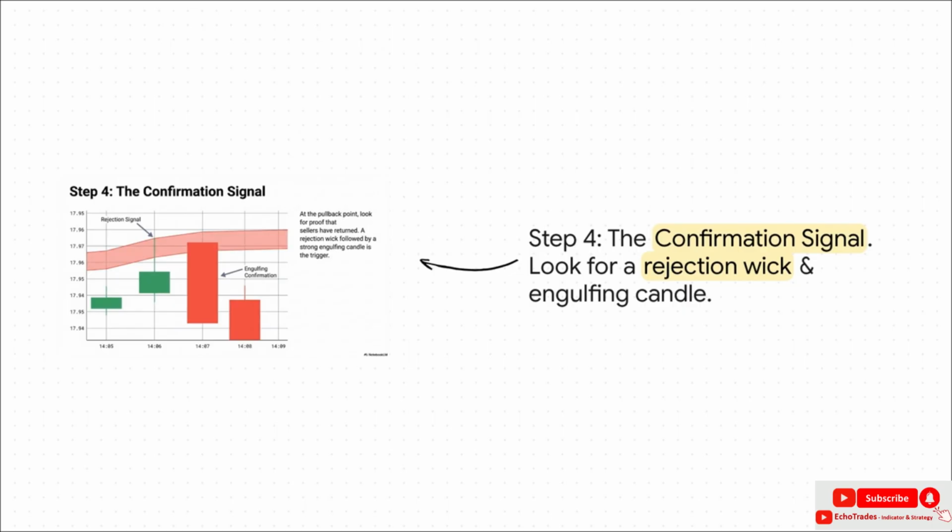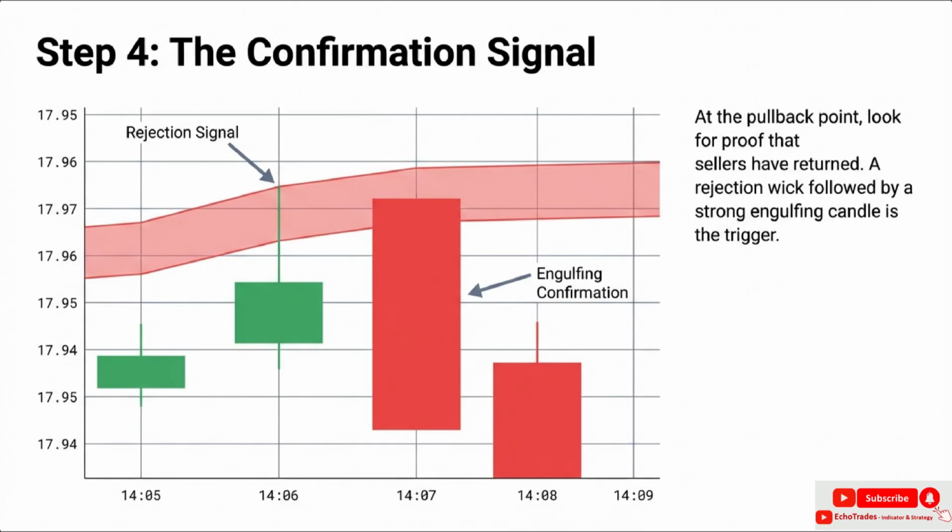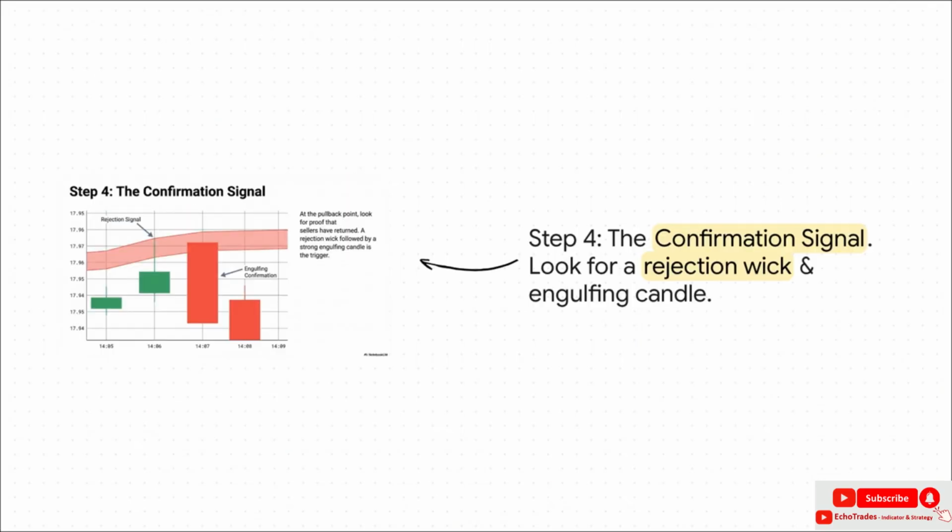And finally, step 4, confirmation. As the price comes up and hits that dynamic resistance zone, we're watching for proof that the original sellers are jumping back in. And here we see it perfectly. First, a rejection signal. See that long wick poking up? And then it's followed by a big, strong red candle that completely engulfs the prior one. That is our trigger. The trend is ready to resume, and that is our high probability entry.